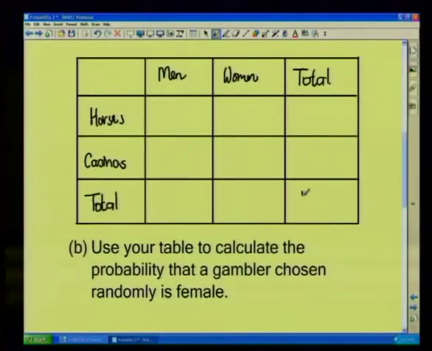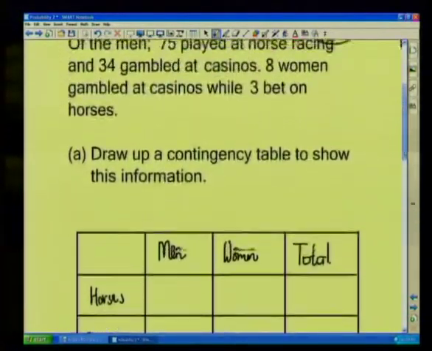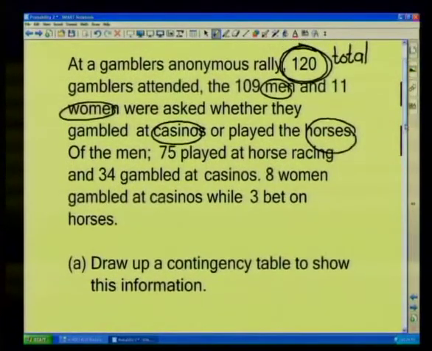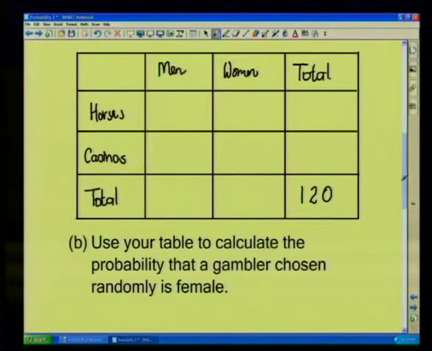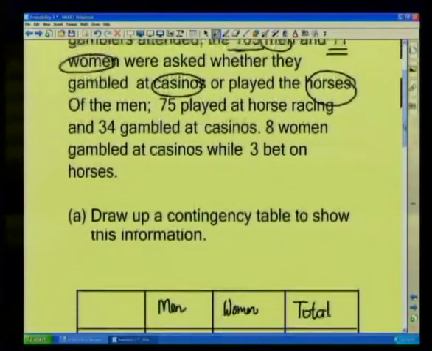Now, we've read that there was 120 people altogether. So if I've got 120 people altogether, my total over here is going to be 120. I've got 120 people that bet on horses and casinos, and I've also got 120 men and women altogether. Now this is quite a nice example because it actually tells us quite a lot of information. They've told us that there were 109 men and 11 women altogether. So if I go to the total of men and total of women, let's make sure we're getting this right, 109 and 11.